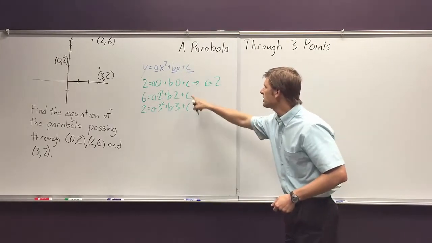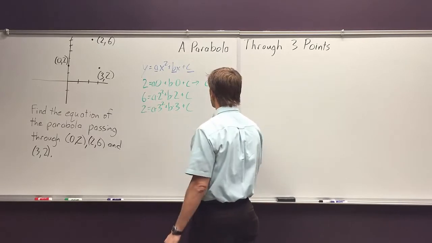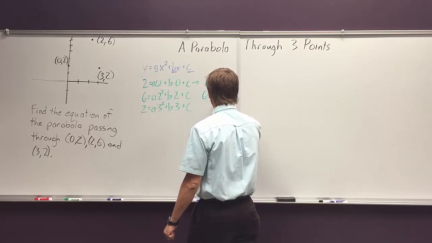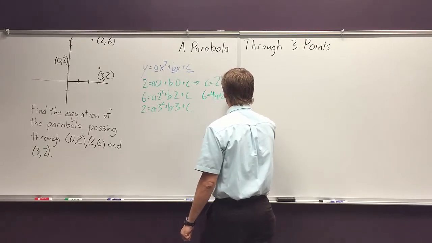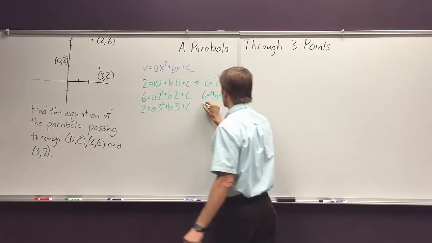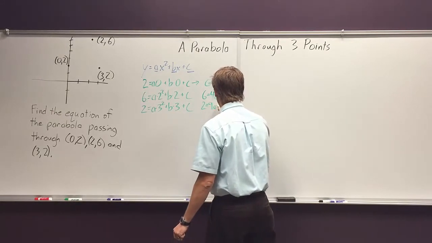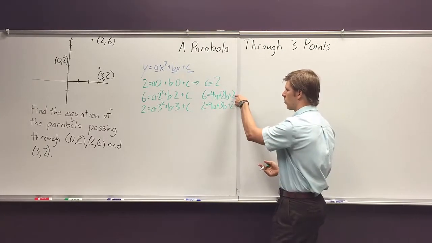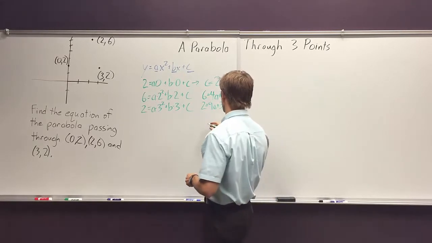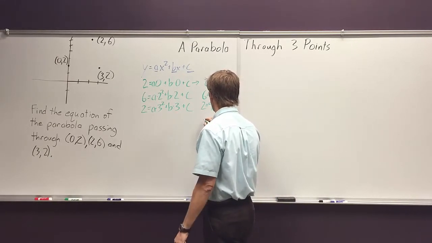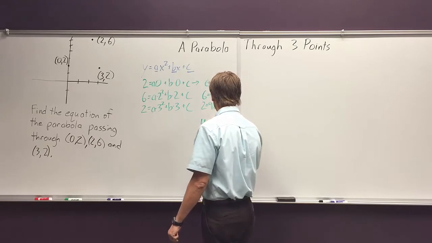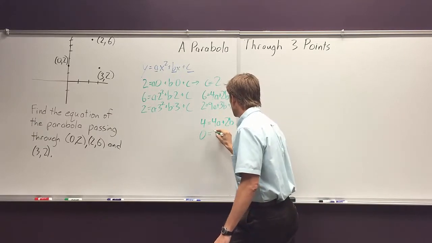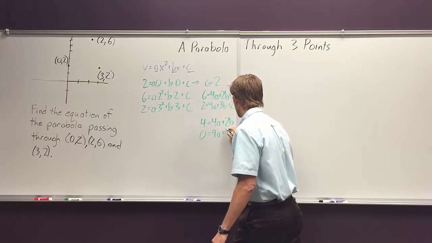These equations now become so much simpler, right? This becomes 6 equals 4a plus 2b plus 2. And this equation becomes 2 equals 9a plus 3b plus 2. Now I'm going to go ahead and rewrite those with the constants gathered on one side. So subtracting 2 from the first equation, I get 4 equals 4a plus 2b. And then on the second equation, I get 0 equals 9a plus 3b.